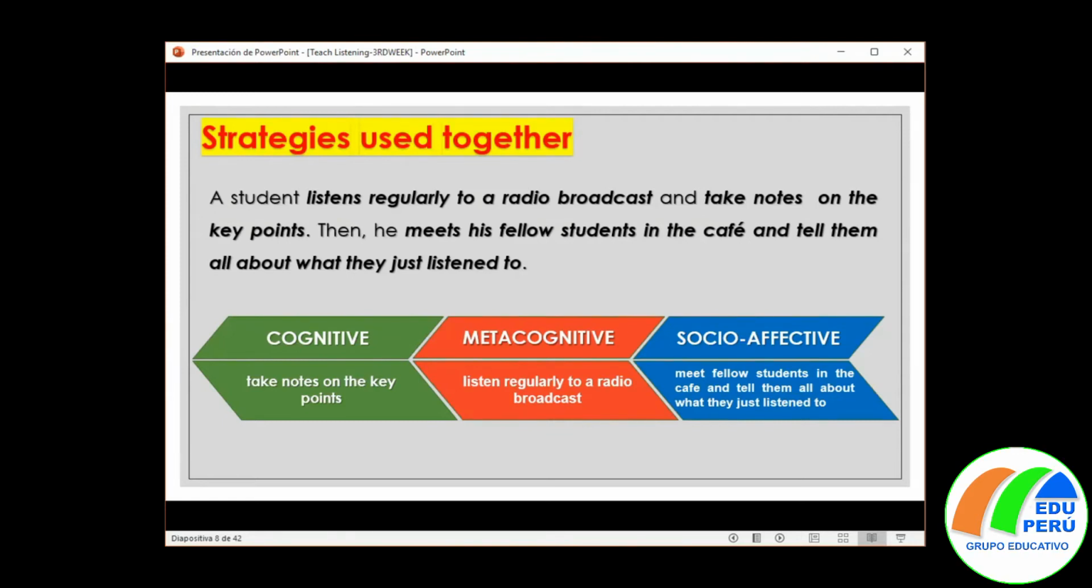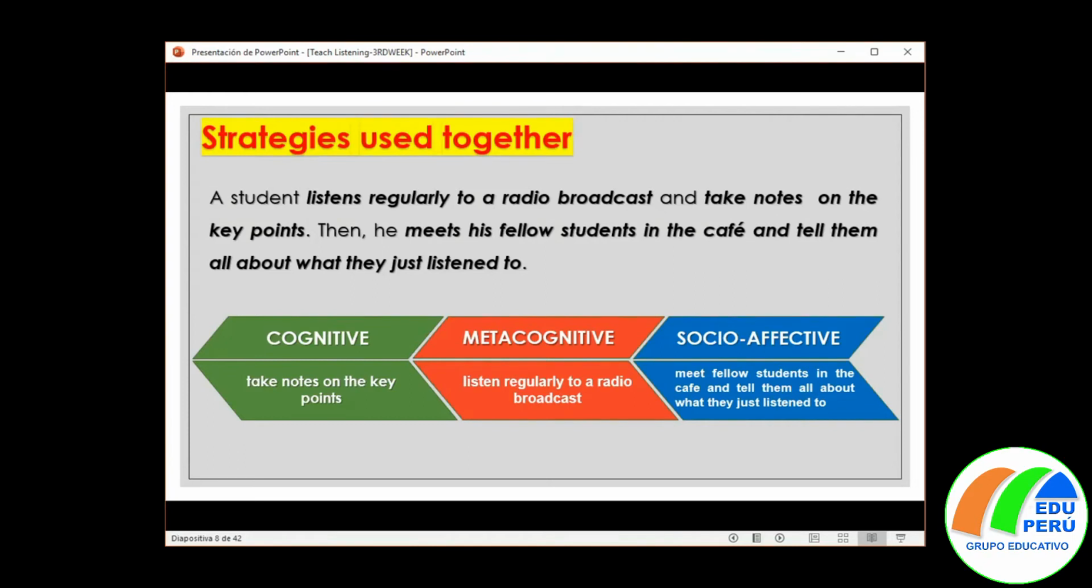And the socio-affective is related to the interaction. Notice, learners' interaction with other speakers, and also the interaction between the instructor, the teacher, and the student. All right? And the behavior, the attitudes toward learning. So notice, we use these three strategies together. We don't separate them. We use these strategies together in our daily life. So it's very important to recognize these strategies.